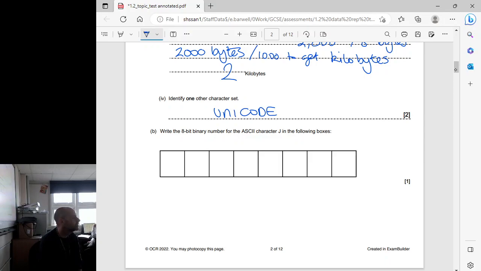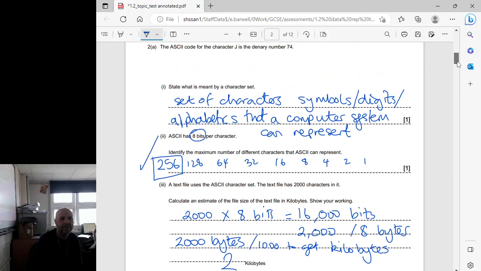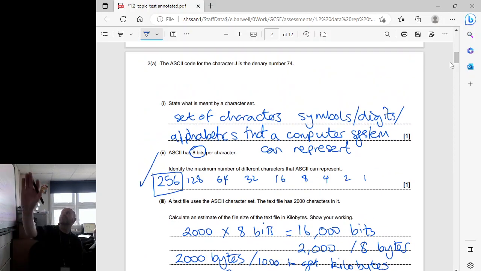Okay, so that's good. JavaScript isn't a character set, that's a language. Some people put ASCII. He said other. Other. That's the key word, other. It was already talking about ASCII. And then it said here, write the 8-bit binary number for ASCII J in the box. Now, we have to go up to the top where it said the number was 74.